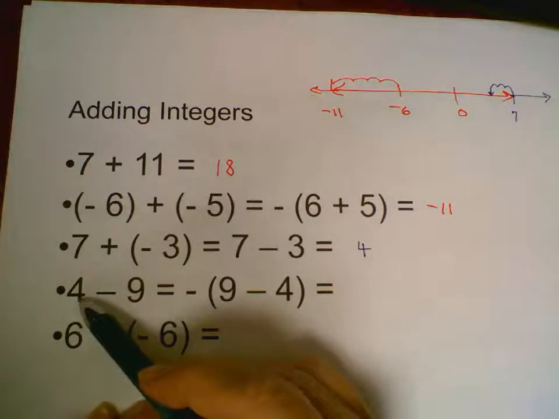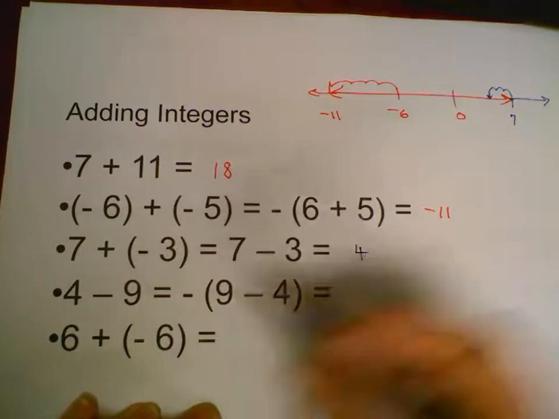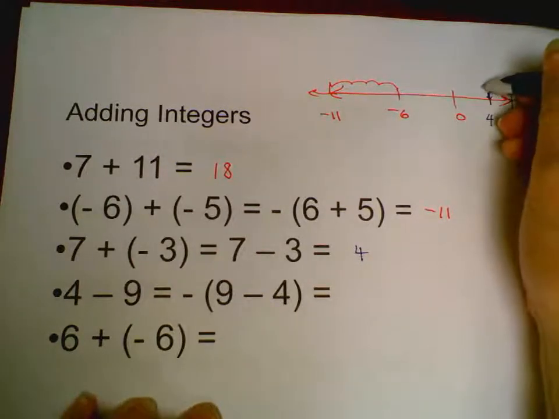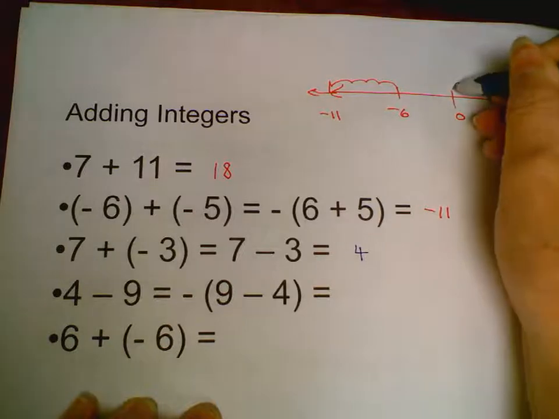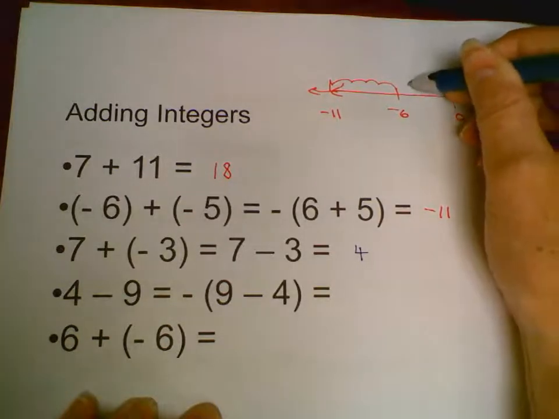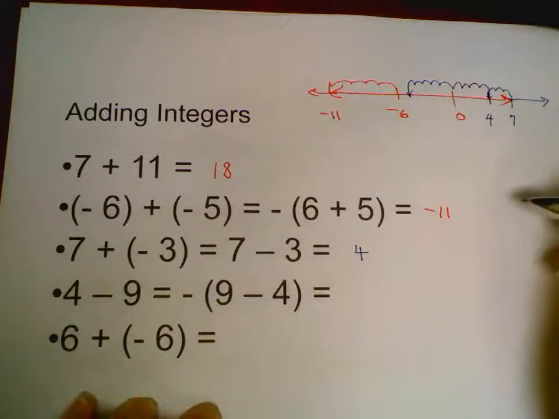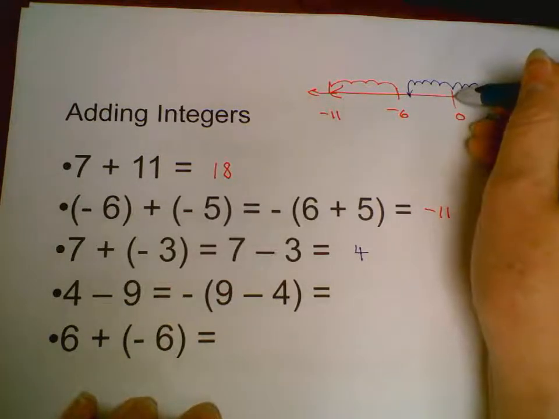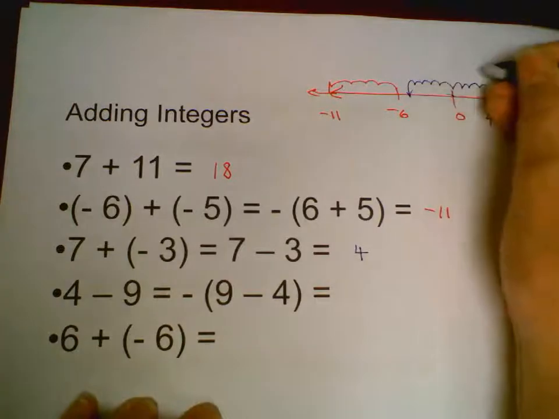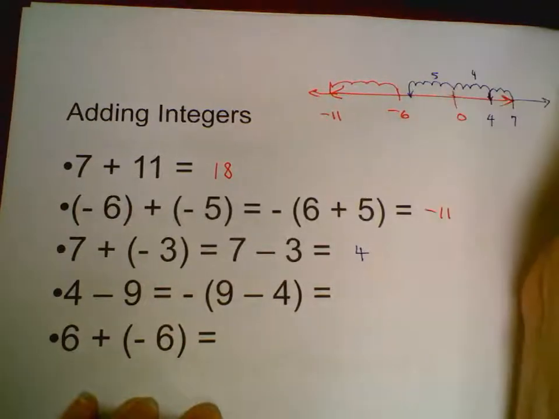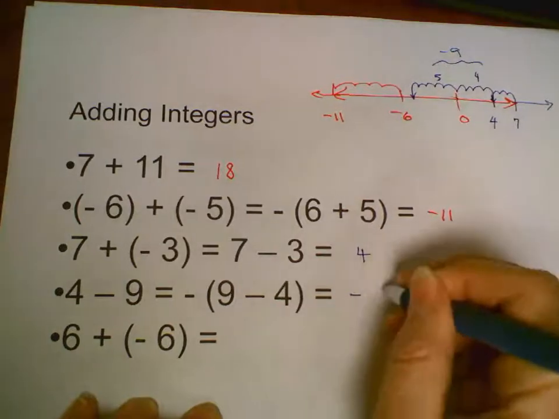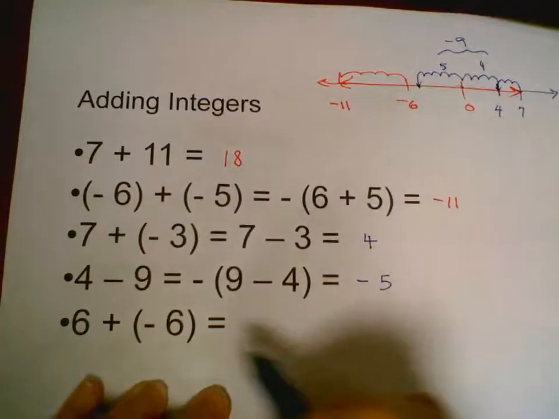What if we're at 4 and we want to subtract 9? We're up here at 4, but we want to go backwards 9. Where will we land if we go backwards 4? We'll be at 0. And then we want to go 5 more for a total of 9. We'll be at negative 5.